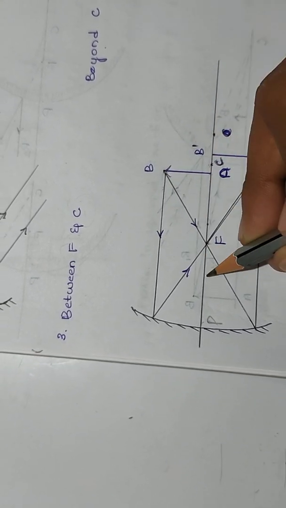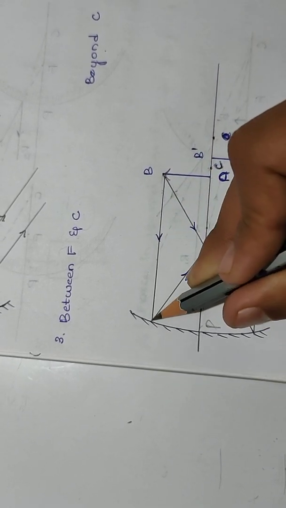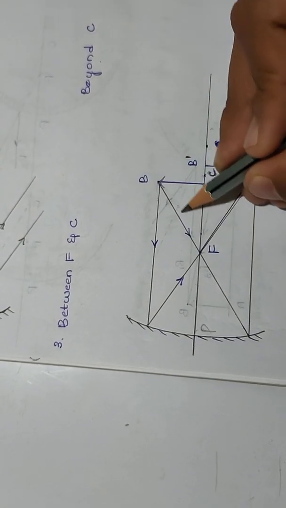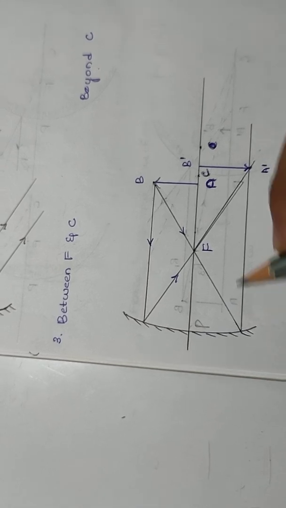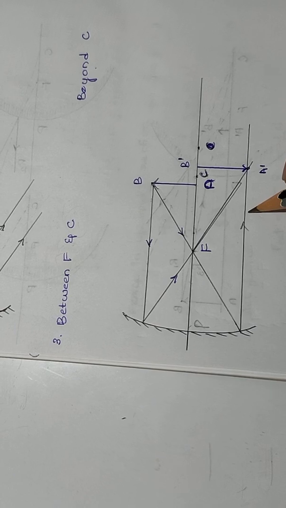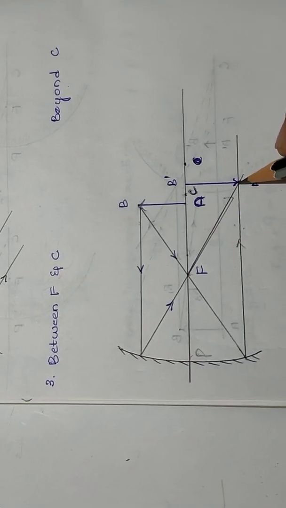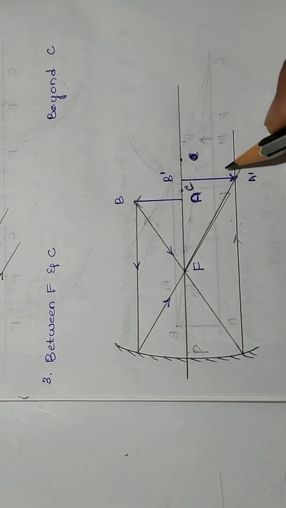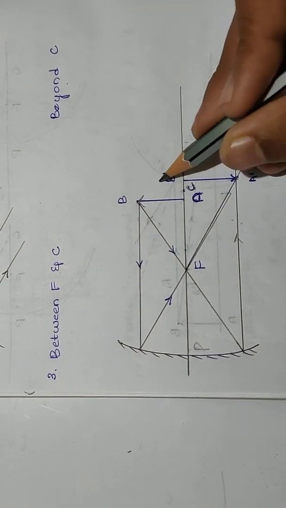One is going parallel to the principal axis, so it passes through the focal point. We all know this. And one is directly passing through the focal point, which means the reflected ray would be parallel to the principal axis. Now these two rays should meet at one point to form an image. They are meeting at this point. This is my A dash and B dash, which is my image.